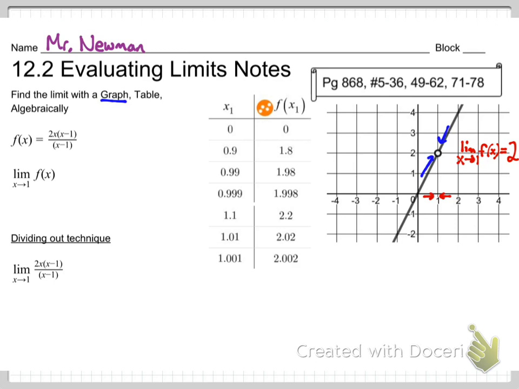We also found the limit using a table. In this situation, we looked at 0.9, then 0.99, then 0.999, that's getting closer and closer to 1. So as x approaches 1, 1.8, 1.98, 1.998, those are getting closer and closer to 2. So the limit as x approaches 1 is 2. And the same thing happens when we're getting closer to 1 from above, and those numbers are decreasing closer to 2.